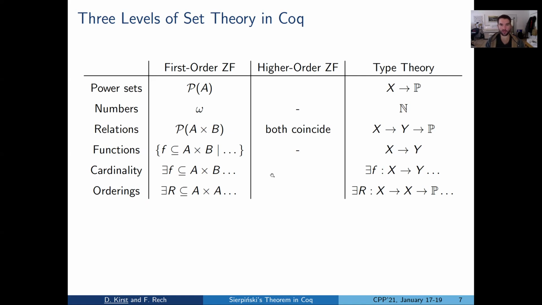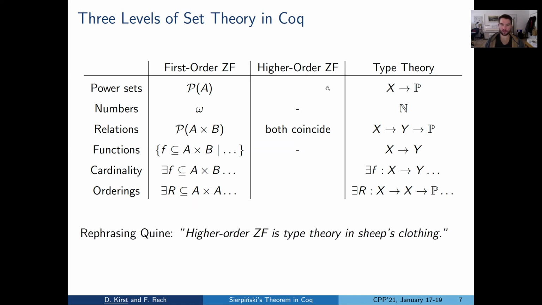because we do have the set-theoretic operations available, but they will always coincide with the type-theoretic notions that are also available. For instance, an axiomatized set or power set operation in higher-order set theory will always be isomorphic to a unary predicate type. So this can be summarized, paraphrasing a famous quote of Quine, that higher-order set theory is type theory in sheep's clothing.